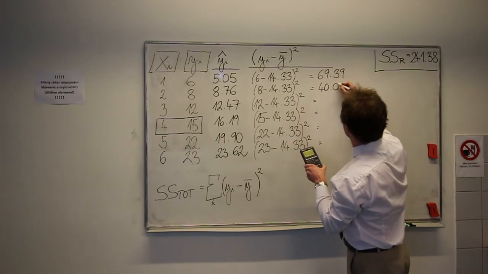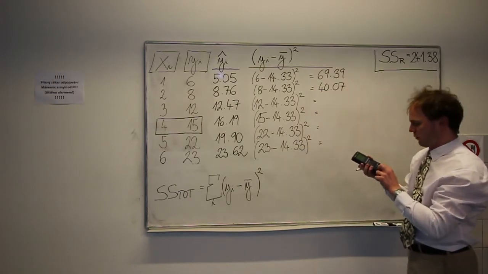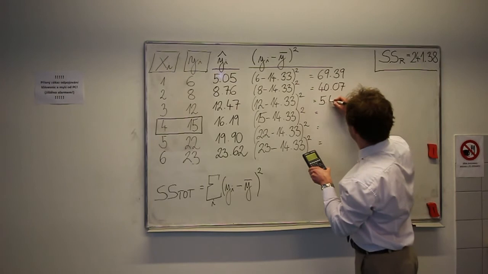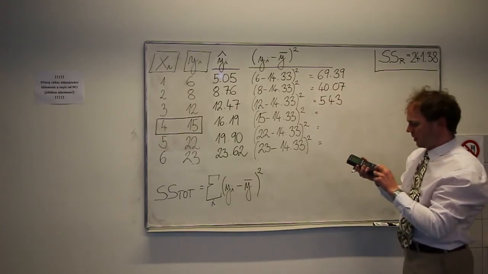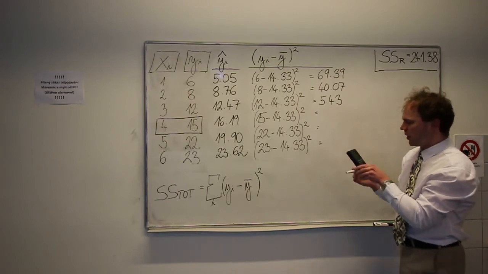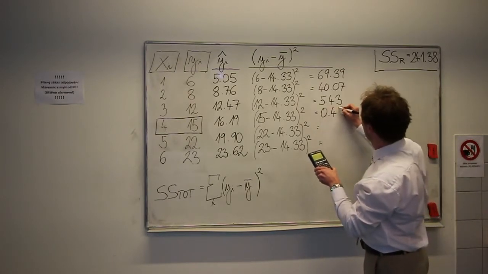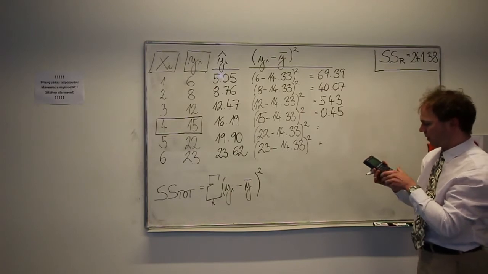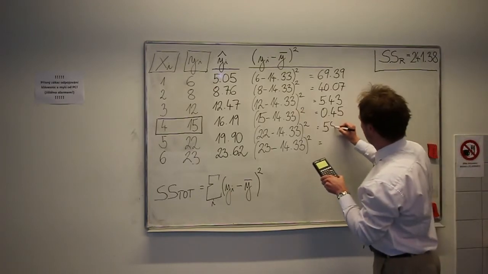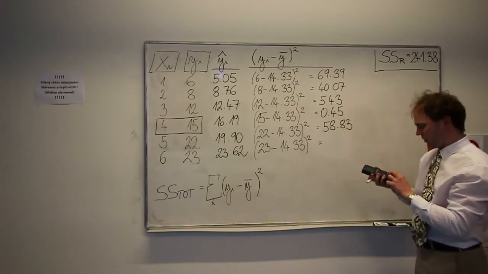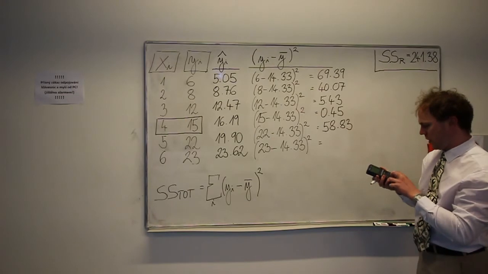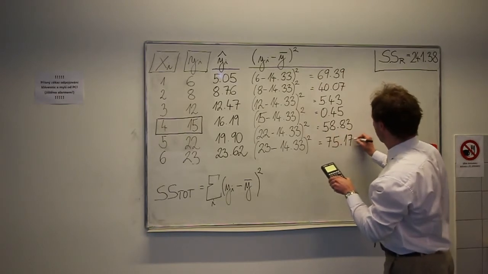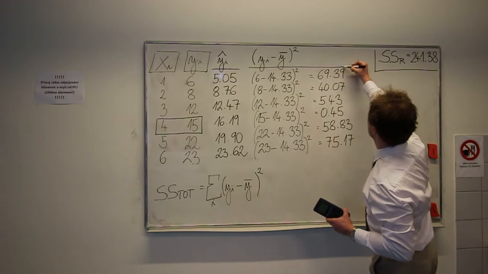8 minus 14.33 squared is 40.07. 12 minus 14.33 squared is 5.43. 15 minus 14.33 squared is 0.45. 22 minus 14.33 squared is 58.83. 23 minus 14.33 squared is 75.17. Okay, so another 6 values.